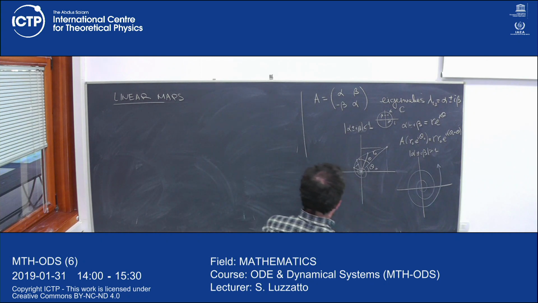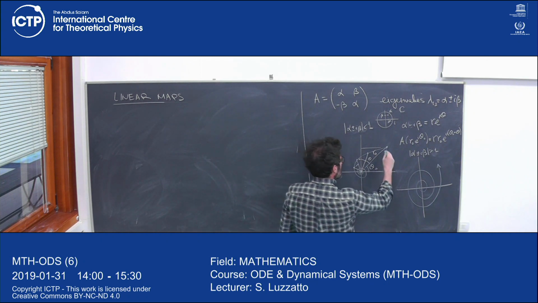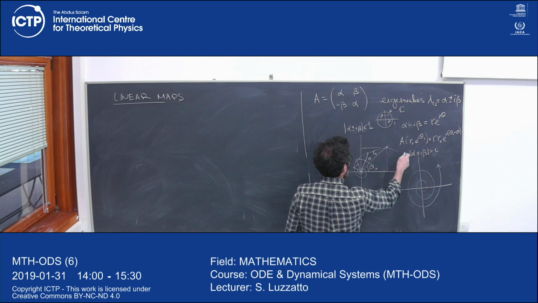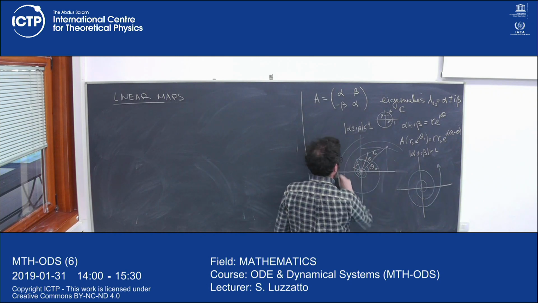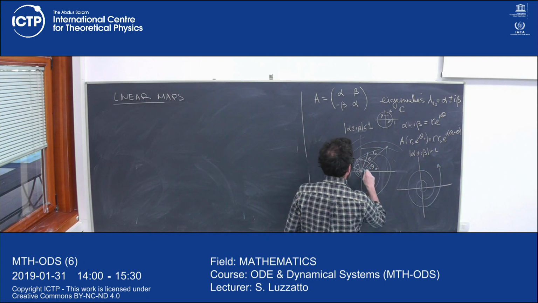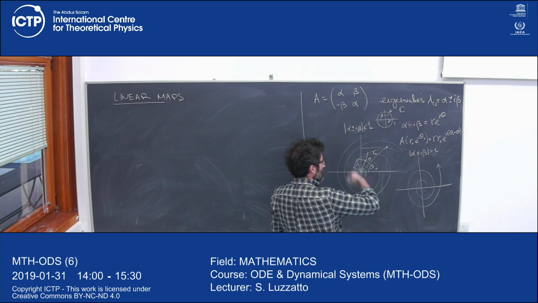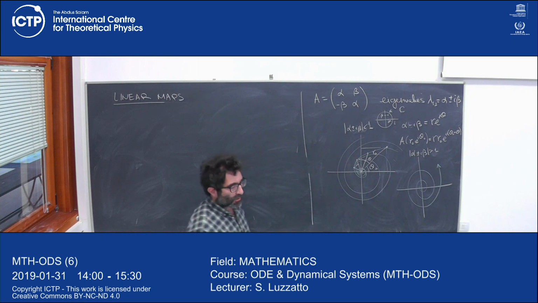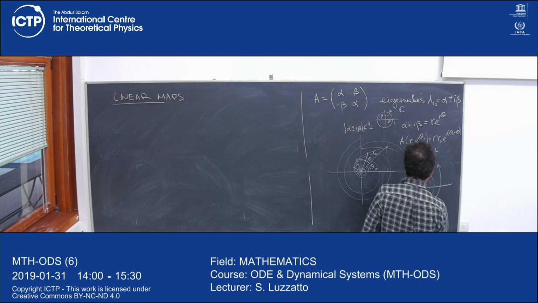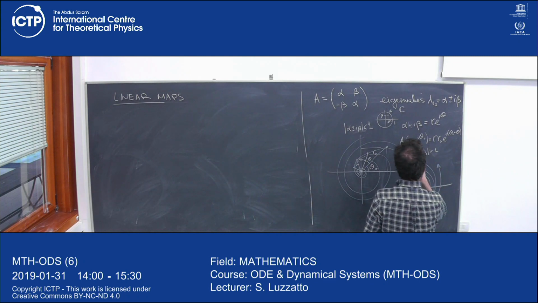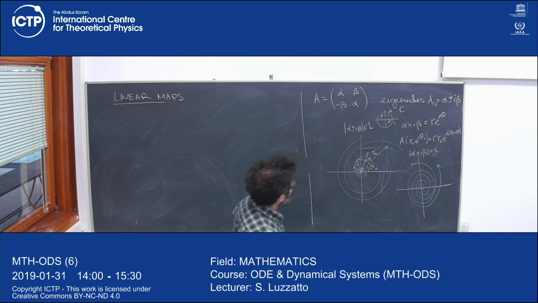Okay, so every orbit lies on such a spiral, which means that there's lots of spirals. Wherever you start, you spiral in. On every point, there's a family of spirals, all of them going in. Here there's a family of spirals going out. This is the picture.